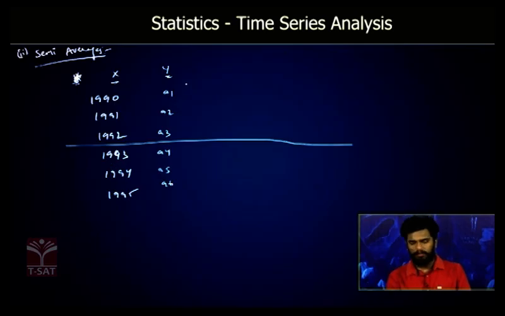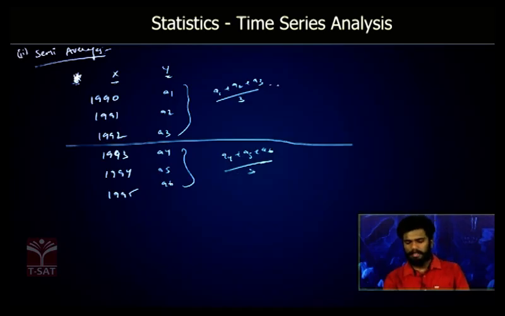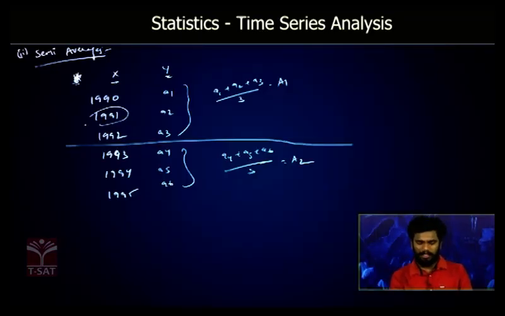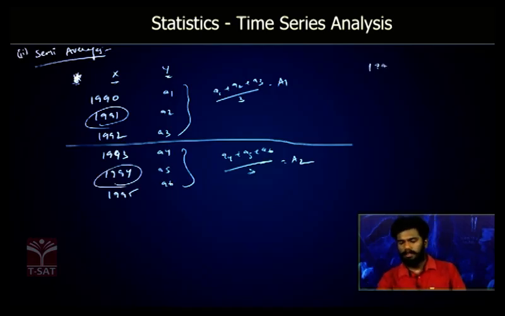Now I will find the average of A1 plus A2 plus A3 by 3, and I will find the average of A4 plus A5 plus A6 by 3. Let us call them average A1 and average A2. What is the middle year in the first half? That is 1991, and the middle year in the second part is 1994. Now I will write the values: 1991, A1, and 1994, A2.